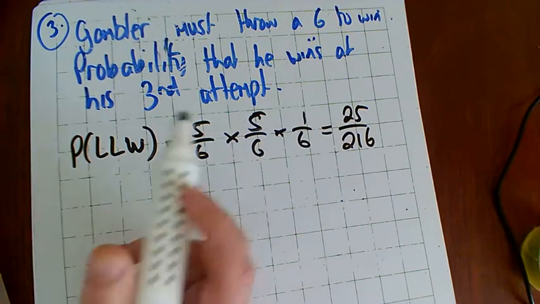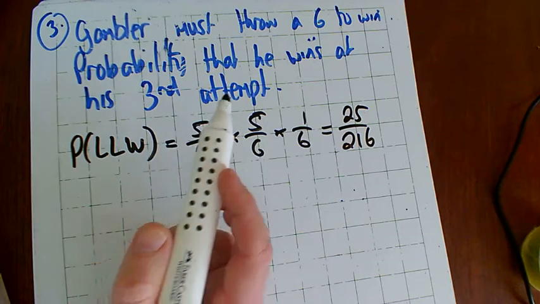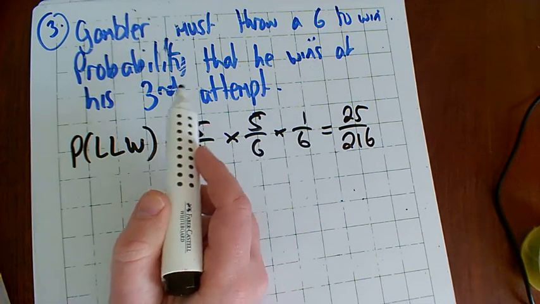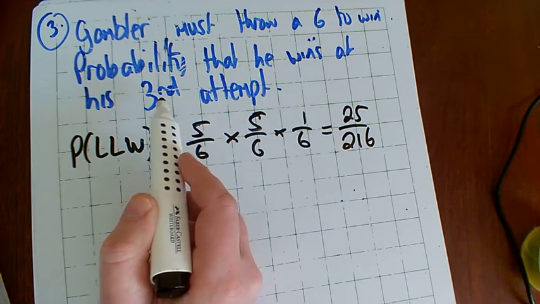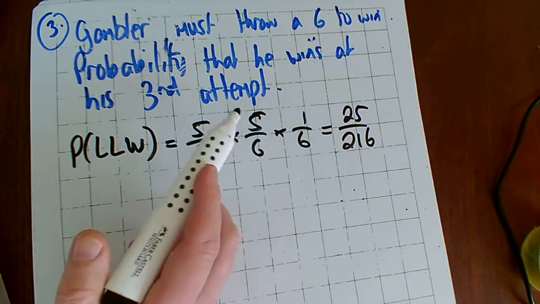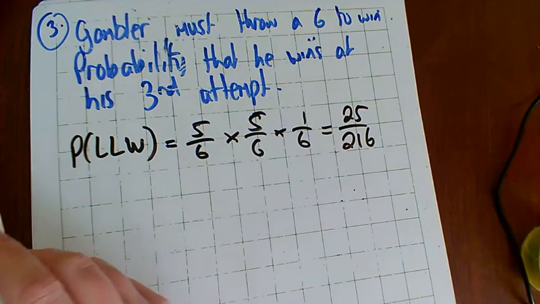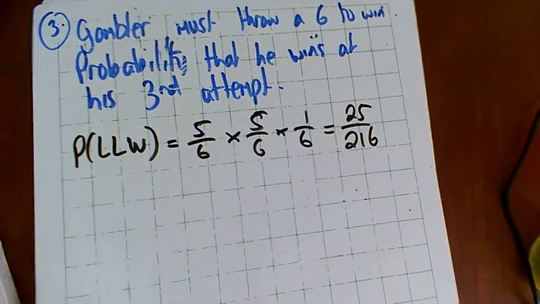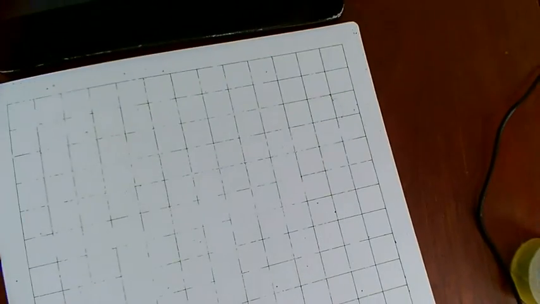Okay, so if a gambler needs to throw a 6 to win, find the probability that he wins, it's meant to say for the first time at his third attempt. That means he loses the first 2 and he wins the third one. You can't just say 1 out of 6 because you have to take into consideration the first 2 as well. Okay, there's going to be a good few questions like that. Next question.